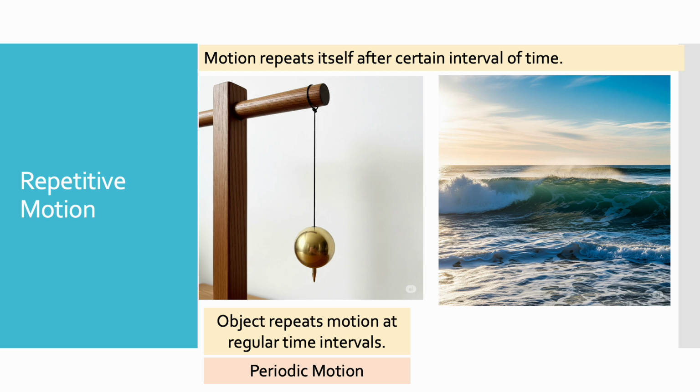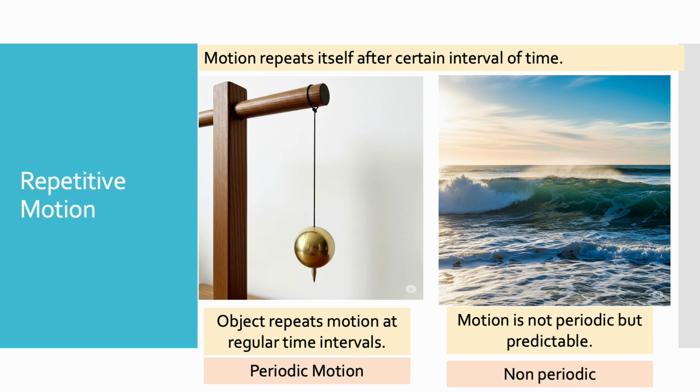Non-periodic motion. Some motions repeat, but not at regular intervals. Waves in the ocean go up and down, but they are not perfectly timed. We call these non-periodic, but still repetitive and predictable. So periodic is like a ticking clock, non-periodic is like clapping randomly. Still motion, still repetition, but no fixed timing.